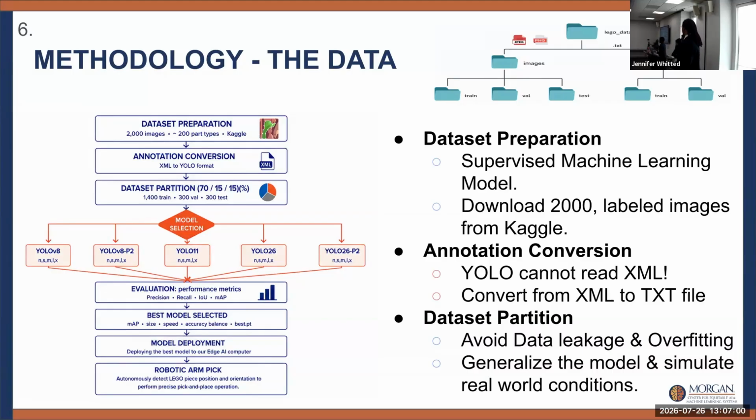We want to avoid data leakage in the sense that we don't want the model to see what it's not supposed to see while it's training. This way, it's not going to give us wrong results. And we don't want the model to overfit, in the sense that we don't want it to confidently memorize the images in the training set, rather than learning the pattern in them.